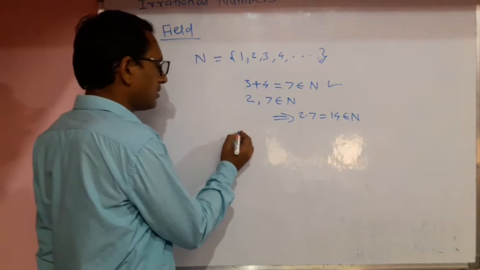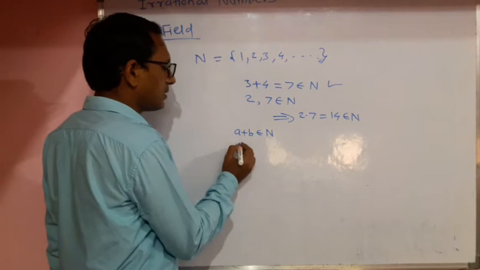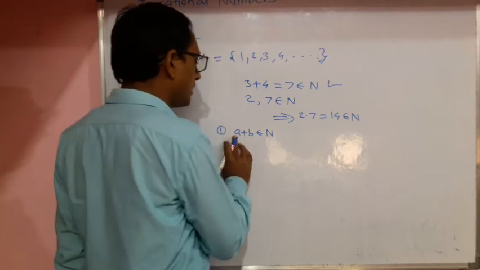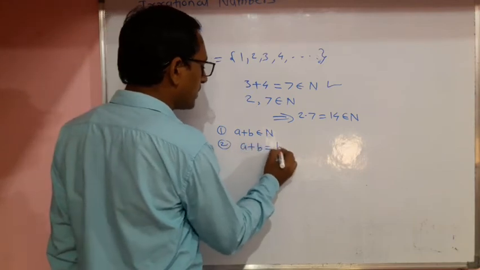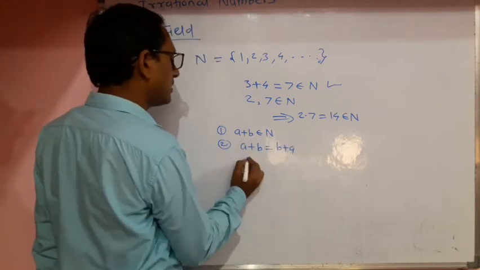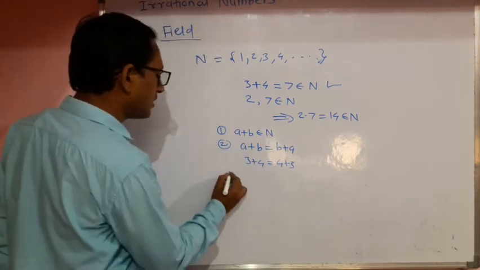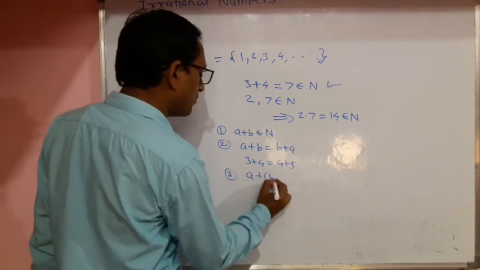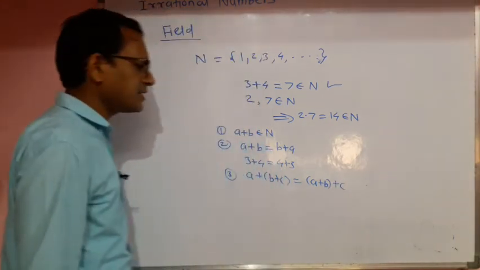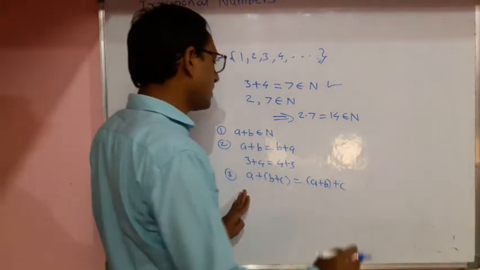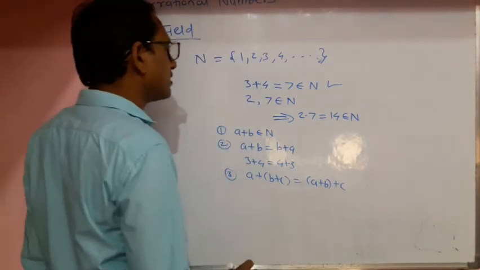Here this property, a plus b belongs to N. The first condition is satisfied. Here the sum of any two elements is a natural number. Then the second condition, a plus b is equal to b plus a, is also satisfied. Here 3 plus 4 is equal to 4 plus 3, and this is true for any two natural numbers. Then this condition, a plus b plus c is equal to a plus b plus c, is also satisfied. Here all the conditions are satisfied, but the existence of the identity element is not satisfied.